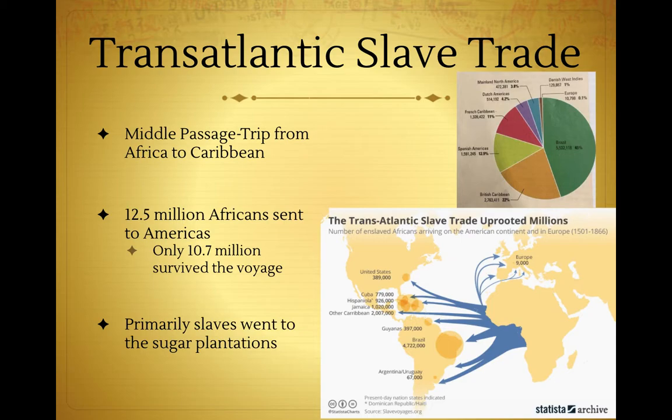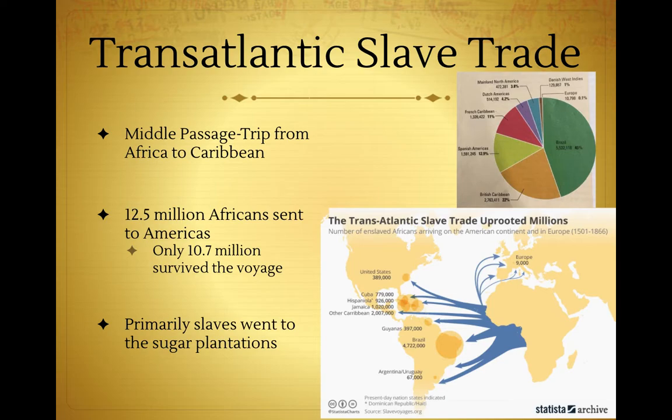The passage I already brought up on the map is called the Middle Passage from Africa to the Americas, primarily from West Africa to the Caribbean. As I already brought up with the numbers there, 12.5 million Africans were sent to the Americas. Only about 10.5 million will survive. And then within that, there's going to be many that die in that first year of being a slave.